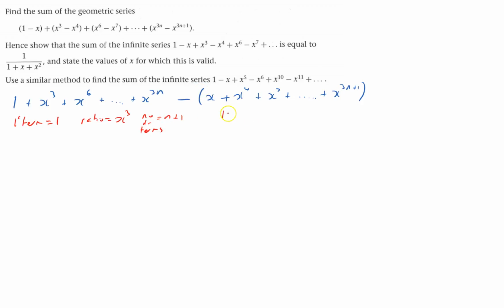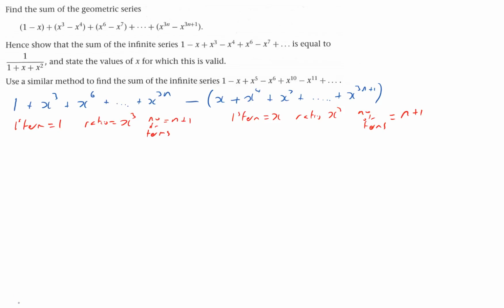And then over here, we've got the first term equals x. The ratio is still x cubed. And the number of terms, which all just shifted one along, so number of terms is still n plus 1. So I can now work out what we got. So sum of this one here is a, which is 1 times by 1 minus r, which is x cubed, to the power of n, which in this case is number of terms, which is n plus 1, all over 1 minus r, and r is x cubed in this case.